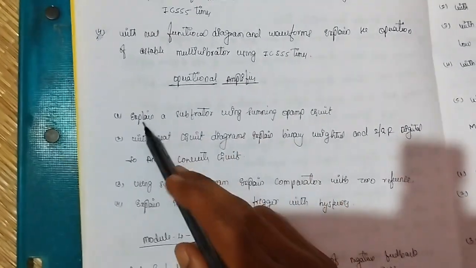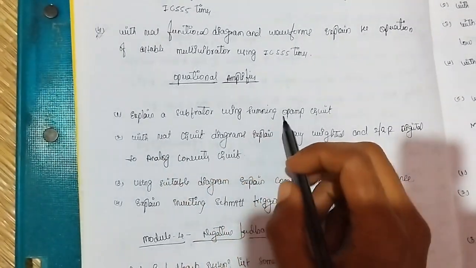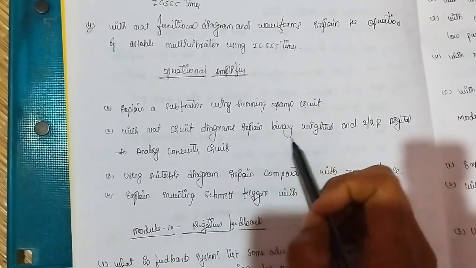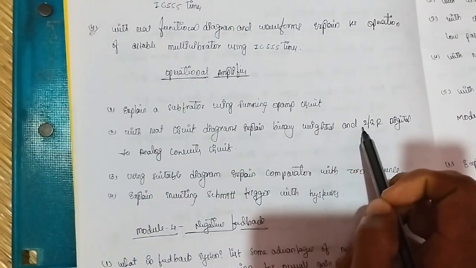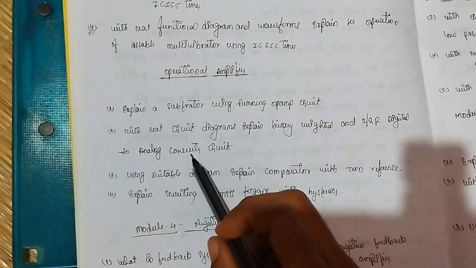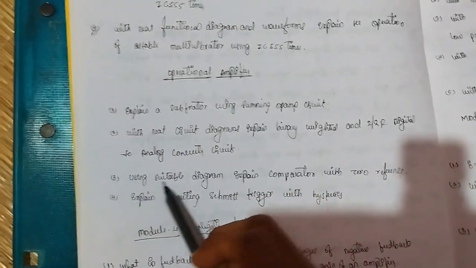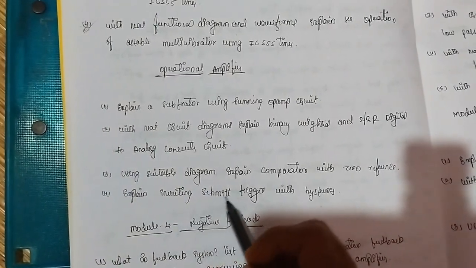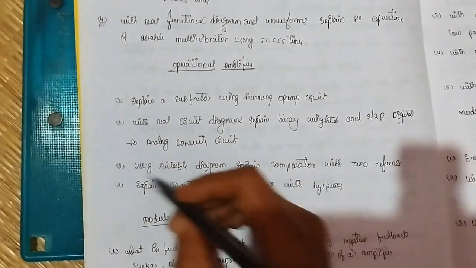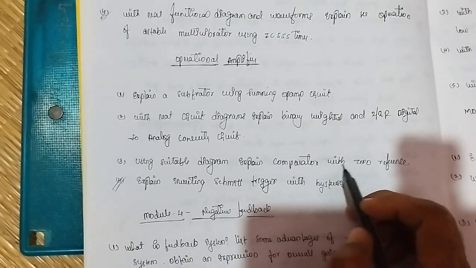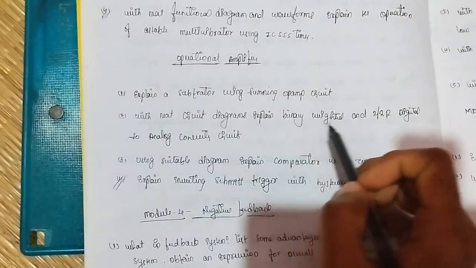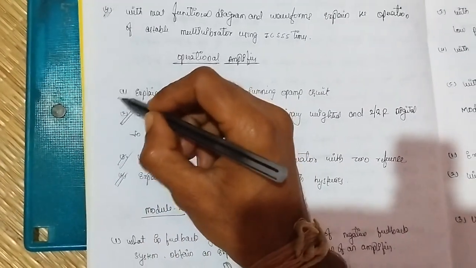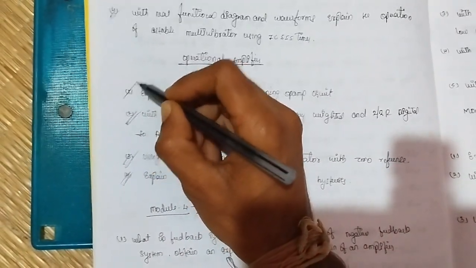Operational amplifier: explain the subtractor using a summing operational amplifier with a neat circuit diagram. Explain the binary weighted and R-2R digital to analog converter circuit. Using a suitable diagram, explain the comparator with zero reference and the inverting Schmitt trigger with hysteresis. This is also very important. And the comparator with zero reference and with bridge. This is very important, guys. And the summing amplifier is not that much, but it is also important.